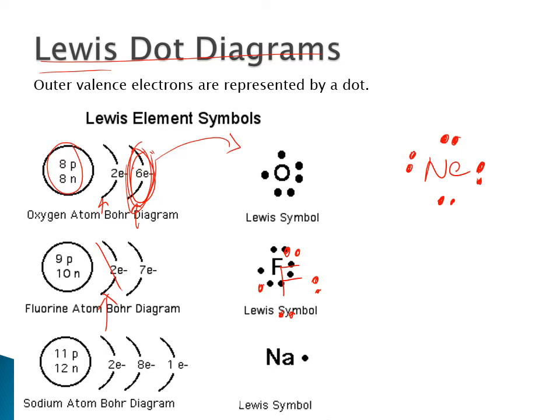Sodium, 1 valence electron in there, 1 outer electron. Valence is another way of saying outer electron. So its Lewis dot diagram would just show 1. It's not saying sodium has 1 electron. It's saying sodium has 1 valence, 1 outer electron.